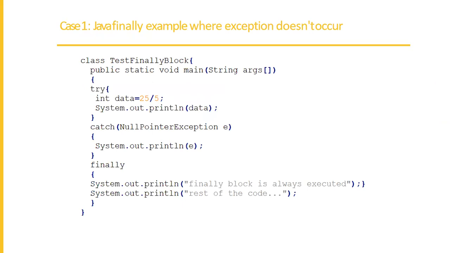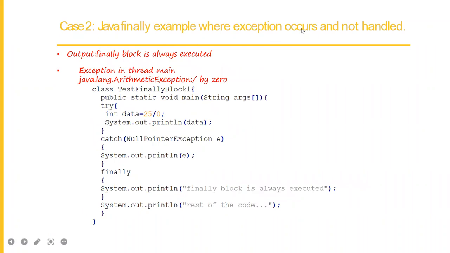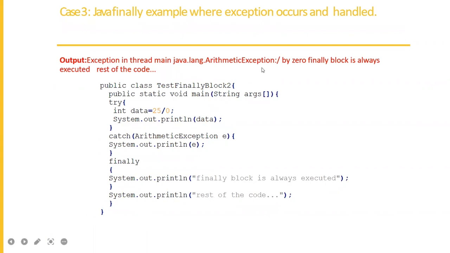Next, Java finally example where exception does not occur. As I showed you, the finally block always executes. Catch null pointer exception. Okay. Now exception occurs and is not handled, the finally, as I told you, try catch finally. Next to this is an arithmetic exception, the same example with another value I am showing you.